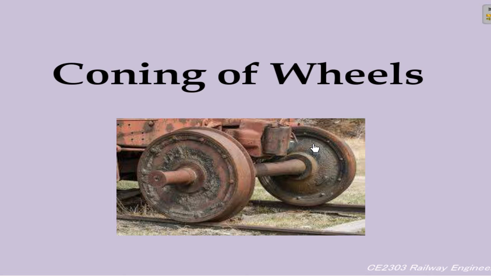Okay. So what do you mean by coning of wheel? In this picture, what you can see is this straight portion, which is the axle of the wheel. Then you can also notice that this diameter or circumference is lesser compared to this circumference. This portion has a circumference more than this portion. Maybe this is not clear to you in this figure.